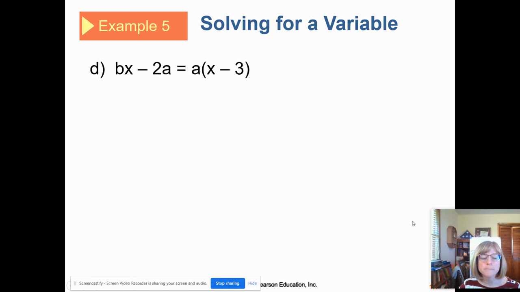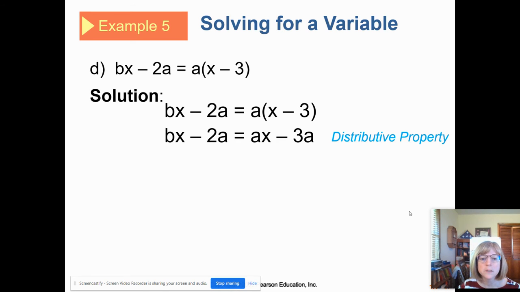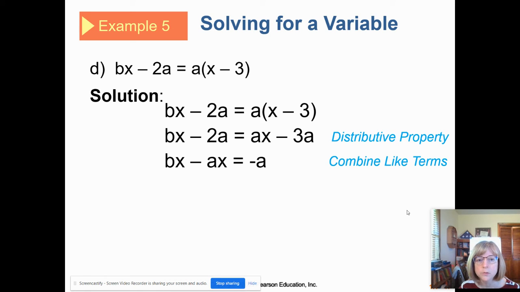Here's another example. bx minus 2a equals a times the quantity x minus 3. We're solving for x still, so x is what we're considering our variable. Notice again, we have x on both sides of the equation. And since x is inside those parentheses, we need to distribute to get rid of the parentheses. Now we gather up the x's. And unlike the previous problem where we had a 6x minus a 4x, where we actually could combine those two terms, I have bx minus ax. There's not really any way I can combine those.